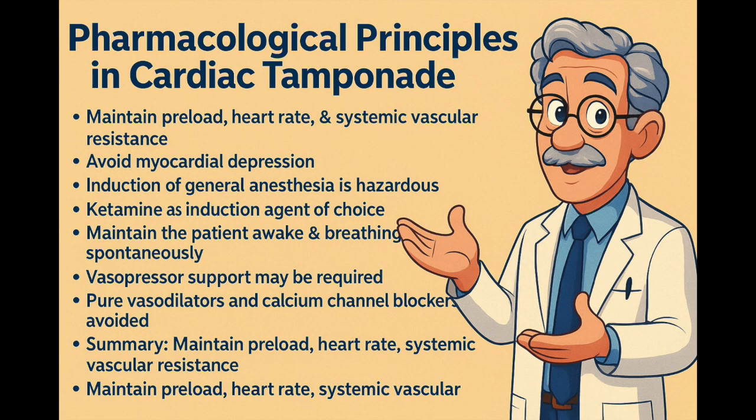Vasopressor support may be required. Agents such as norepinephrine or epinephrine help maintain perfusion pressure without excessively reducing venous return. Pure vasodilators and calcium channel blockers must be avoided because they worsen the hemodynamic compromise. In summary, the pharmacological strategy in cardiac tamponade is simple but extremely delicate. Maintain preload, maintain heart rate, maintain systemic vascular resistance, and avoid myocardial depression. Every drug choice must be guided by these principles until surgical decompression is achieved.